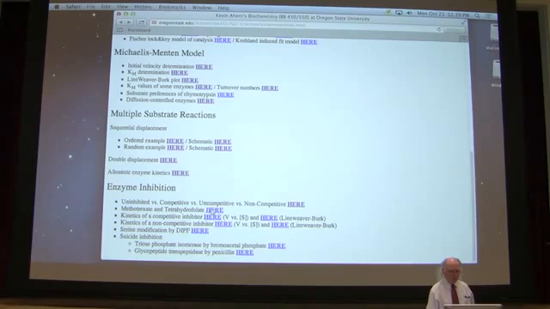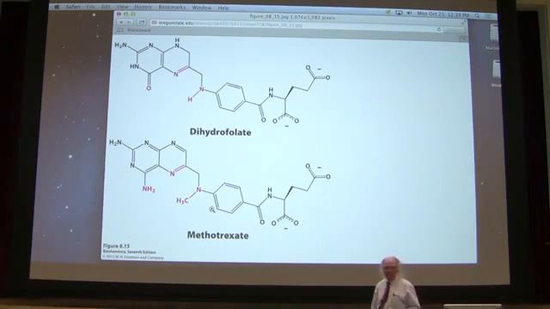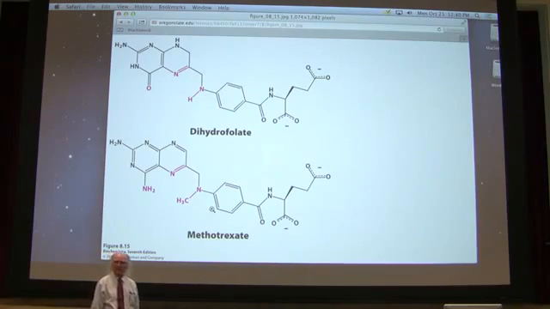Well, let's think of some examples. Here's an example. Here's a compound up on the top that is a substrate that our enzymes that make nucleotides need. Our enzymes that make nucleotides recognize this substrate, and they convert it into something that's necessary for making nucleotides. We'll talk about it next term, exactly what it is. But this is a normal cellular substrate that is essential for those enzymatic reactions.